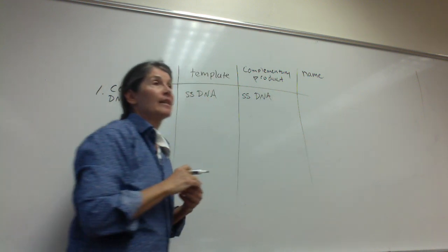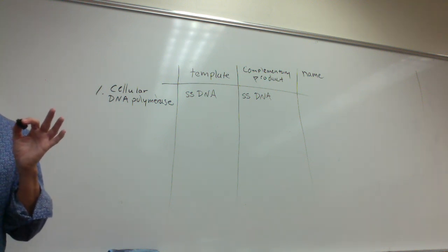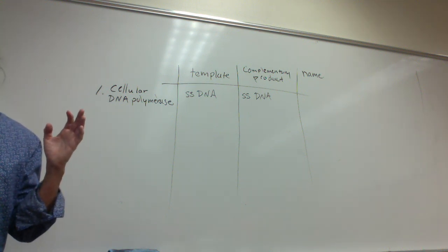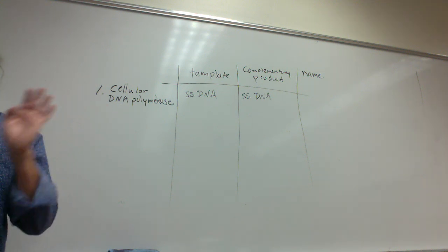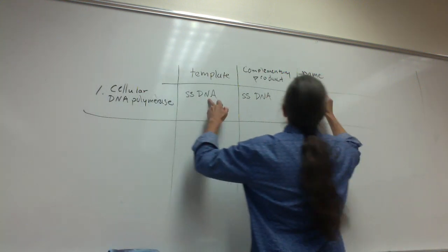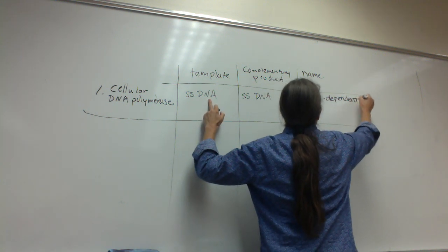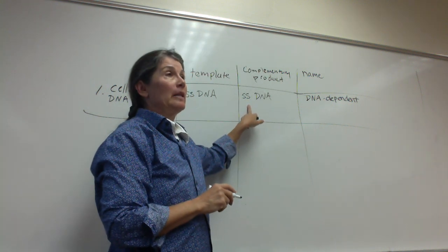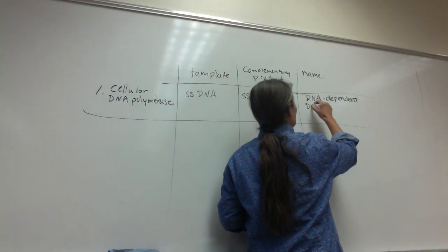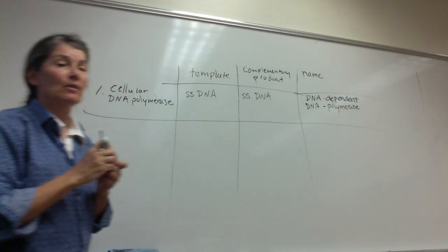Now, folks, because things are going to get messy with our virus enzymes, we need a fancier way of naming these enzymes. Instead of saying just cellular DNA polymerase, I'm going to use a naming convention where I express the template and the product. So the fancy name for cellular DNA polymerase is DNA-dependent. This is telling me what the template is. And then the second part of the name is what's being made. So what am I making with cellular DNA polymerase? DNA, right? So it's DNA-dependent DNA polymerase.